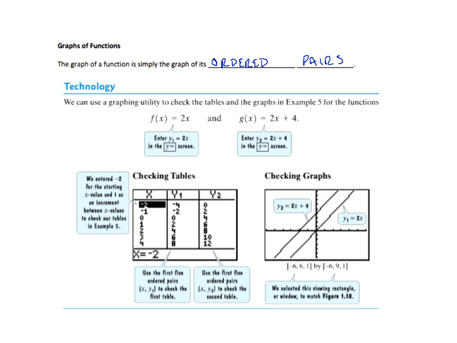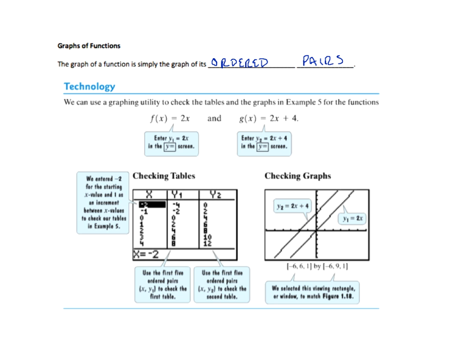Your calculators. We can use a graphing utility, that's what they call your calculator in your textbook, and tables and graphs. In example 5 for the functions, f of x is 2x, so we have a linear function there, 2x. And g of x, okay, so there's that naming system. We have another function, so we just call it a different letter. g of x equals 2x plus 4, also a linear function.